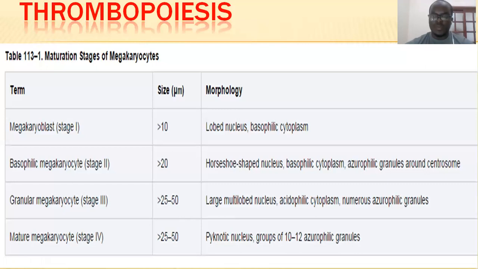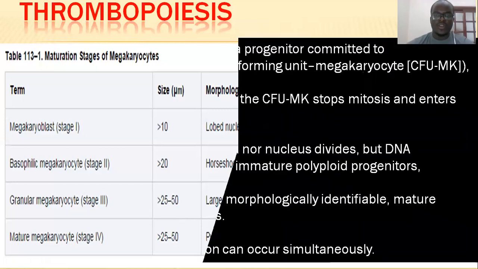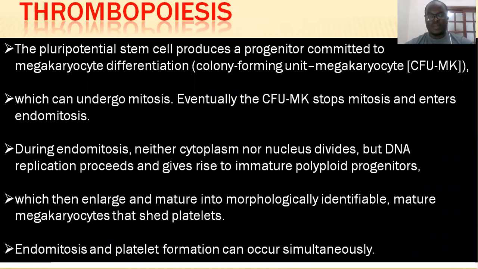So this is just the development of platelets, called thrombopoiesis. It's basically the same information as before. I've already explained how the progenitor cell will differentiate into committed cells. Later on, they will differentiate into colony-forming units, and these colony-forming units will undergo mitosis. Later on, mitosis will stop, and the cell will enter into endomitosis.